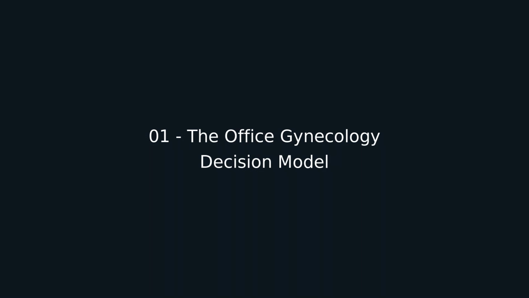Let us make that practical. There are 5 repeated tasks in this course. First, classify the problem. What category are we in? Second, locate danger. Is this benign, dangerous, or uncertain in a way that could become dangerous? Third, choose the least harmful test that changes management. Not the most familiar test, not the most dramatic test, the test that actually moves the decision.